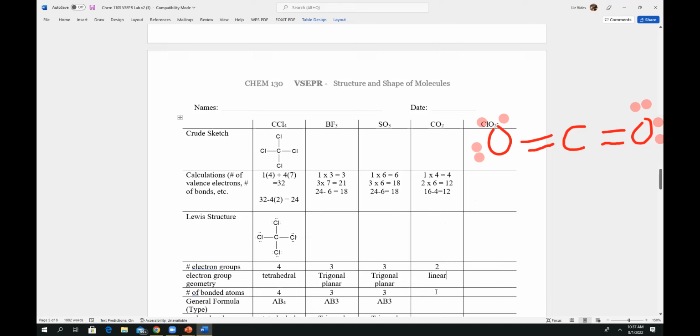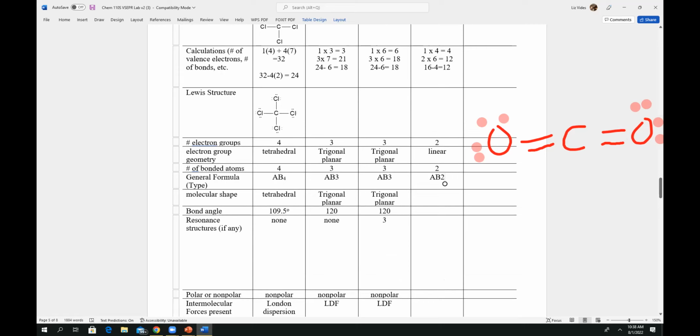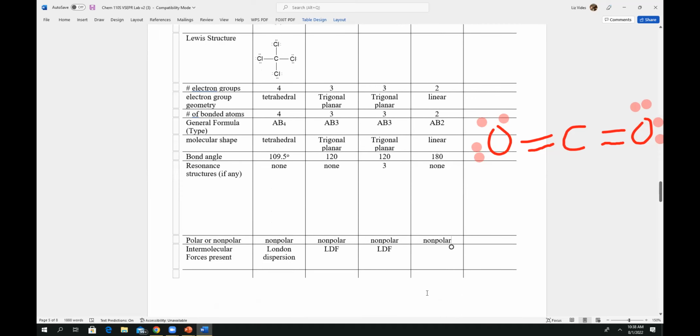Okay, so still bonded atoms, we only have 2. So that means this is an AB2, right? And the molecular shape is still linear, hasn't changed. And the angle is going to be 180. Do we have any resonance structures? No, because they're both double bonds, so they can't move around and become one on this side and one on that side. It's still nonpolar because we don't have any lone pairs. So once again, the only force it can have is London dispersion.